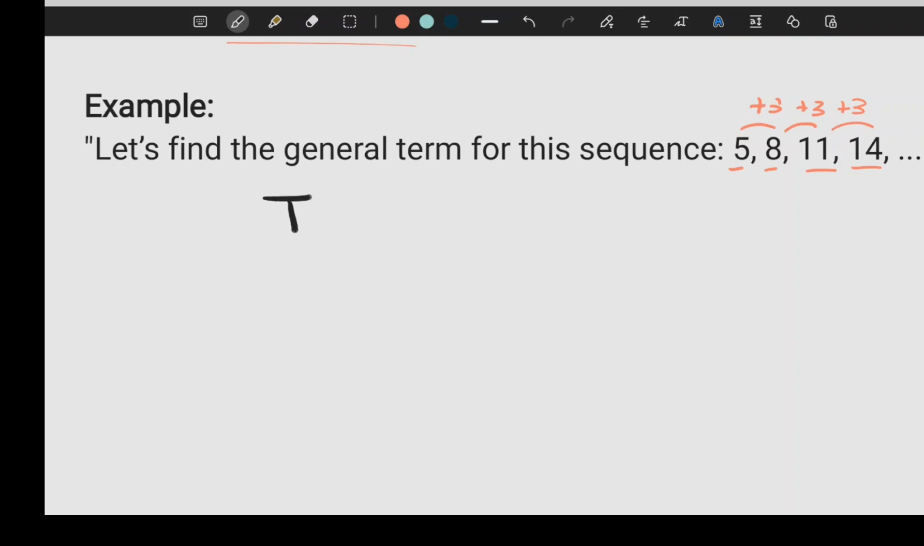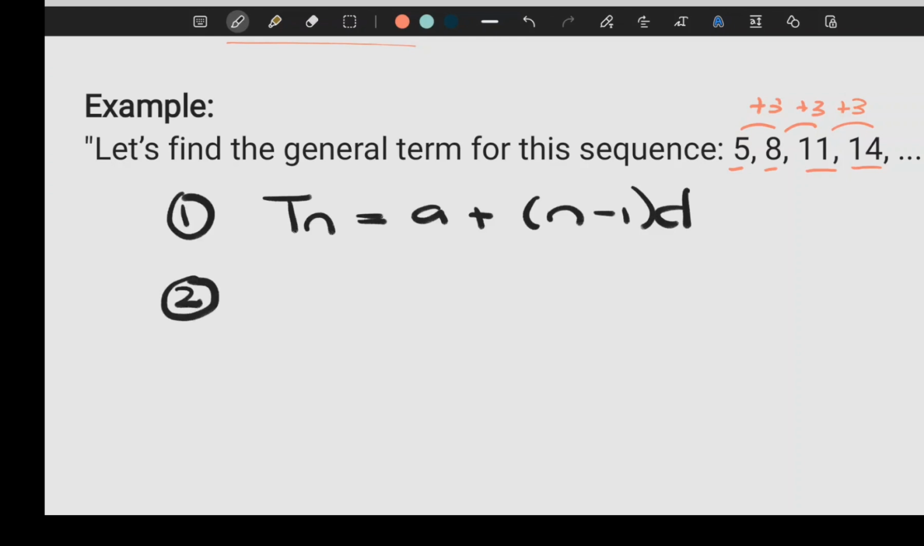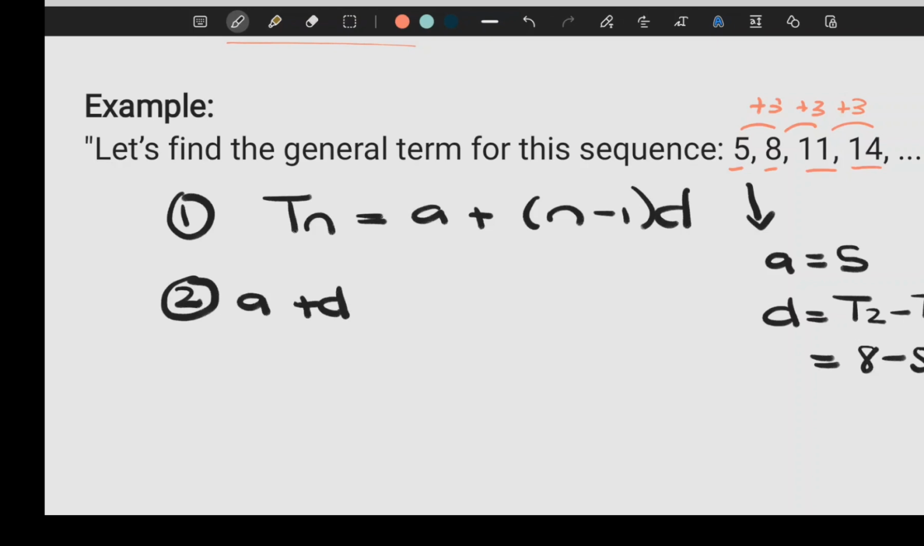Step number 1 to finding the general term is I write the formula down from my formula page. Step number 2 is to substitute A and D. Now remember I told you A is the first term. So A is 5 because 5 is our first term. And D is our constant difference. I told you D is T2 minus T1. So D is 8 minus 5, which is 3.